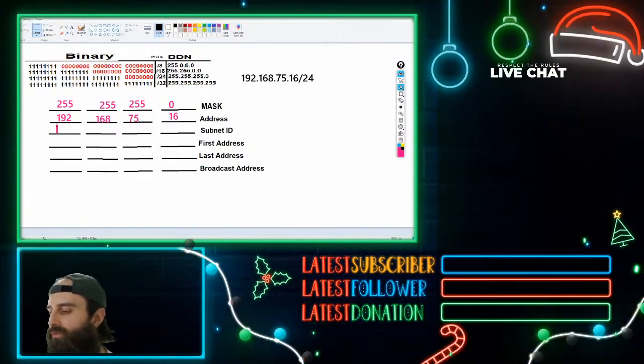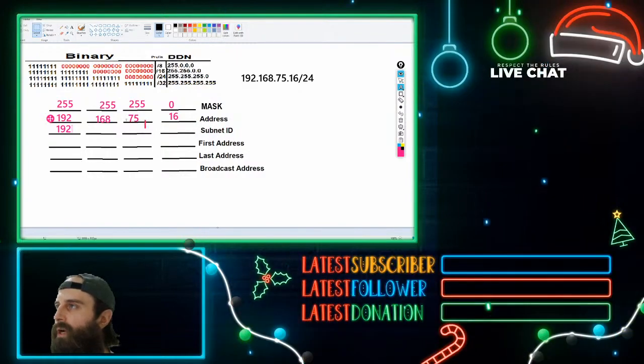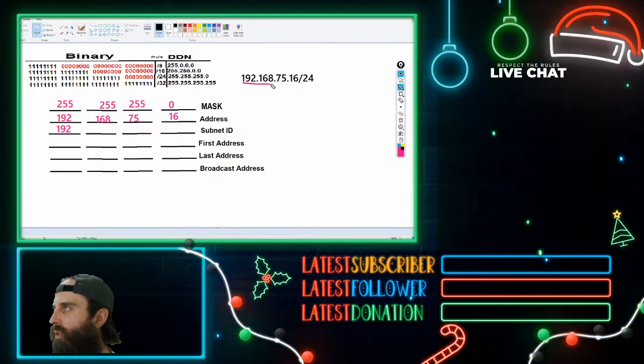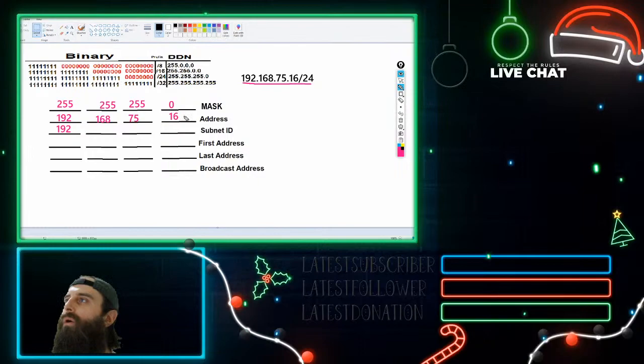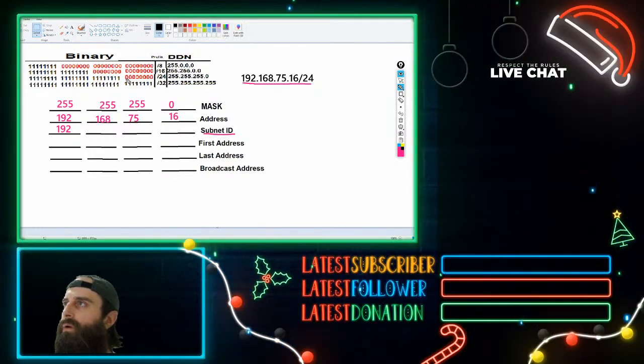So again, to find the subnet ID for 192.168.75.16/24, what we're going to be doing is, the subnet ID lives where all these binary ones are.